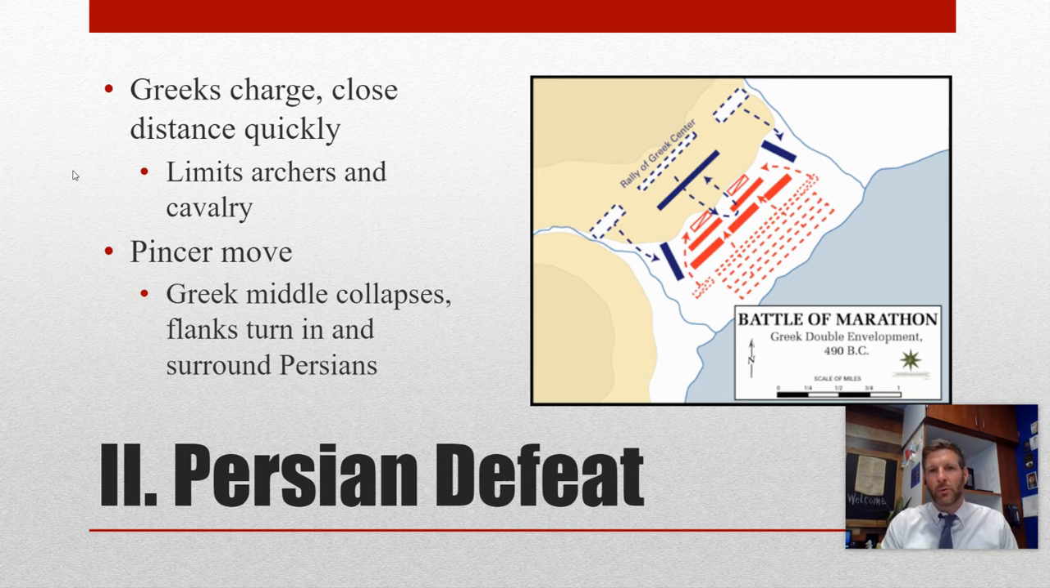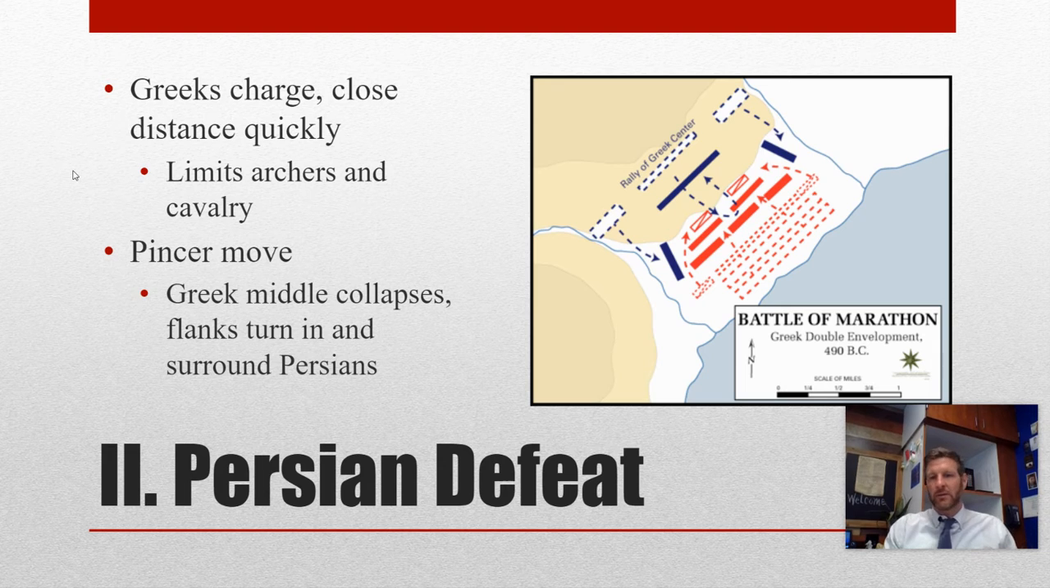Because once you close in close quarters with the enemy, then all of a sudden arrows were no longer useful because you could be hitting your men as well as the enemy. And so what happened is they pressed forward and they closed the distance between the Persian force. They caught them kind of unawares. The Persian force had just recently all gotten off of their landing ships at the beach.